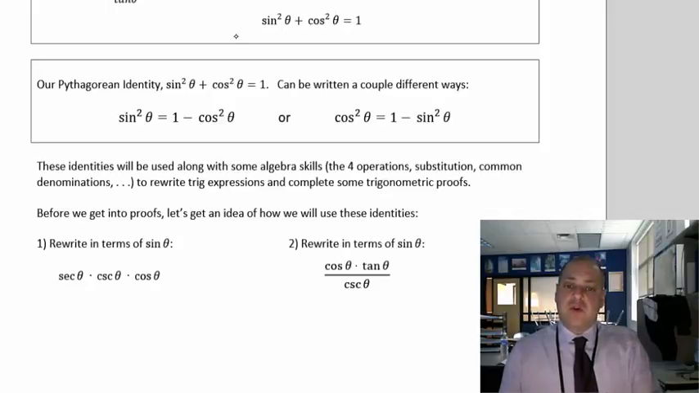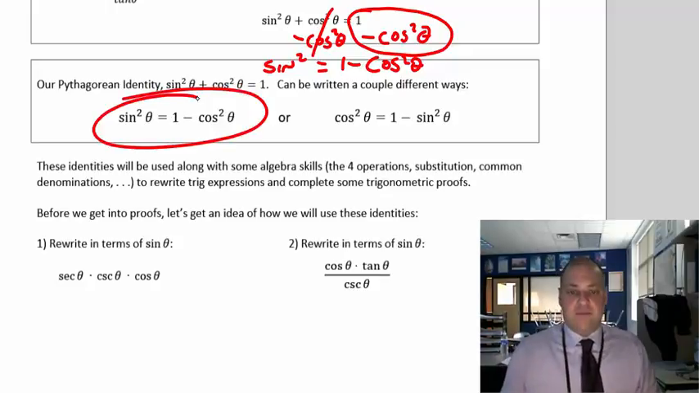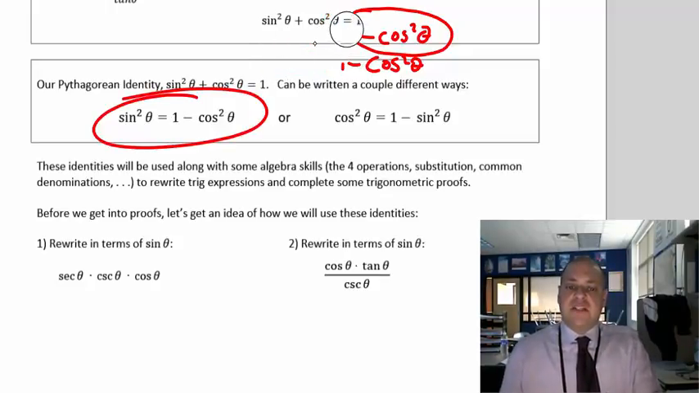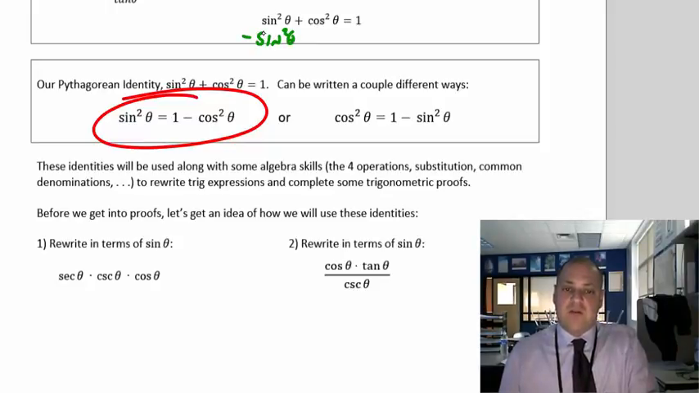If I subtract cosine squared theta to the other side of the equation, that's a zero pair, and I'm left with sine squared equals 1 minus cosine squared. So I get this guy, okay? If I do the same thing except instead of subtracting cosine squared, I subtract sine squared to the other side, minus sine squared theta, minus sine squared theta. Boom. What do I get?